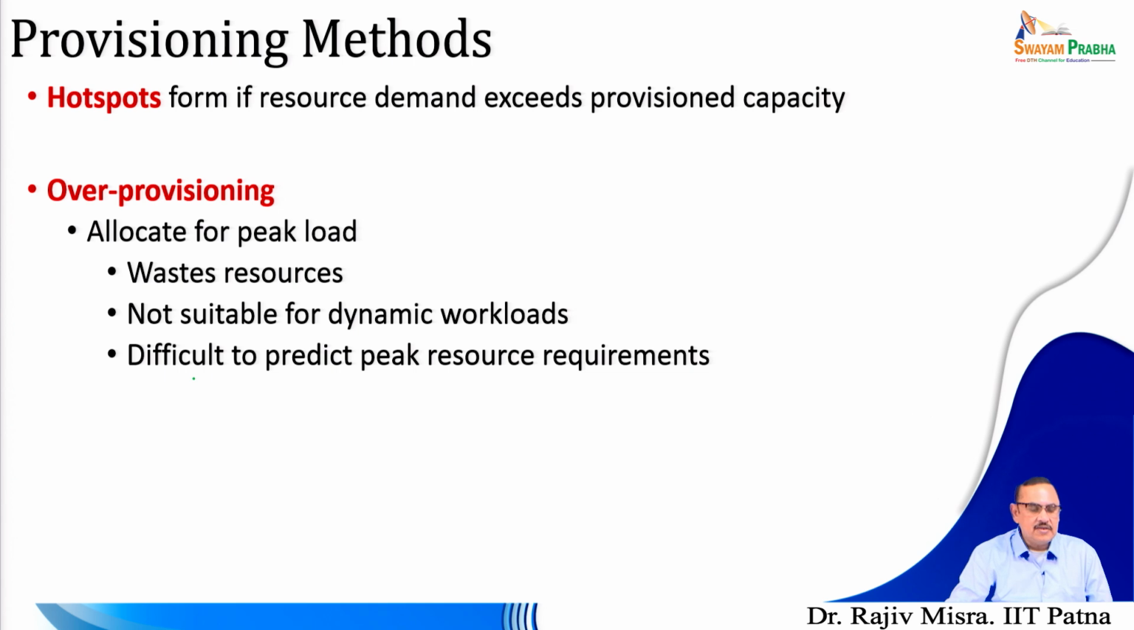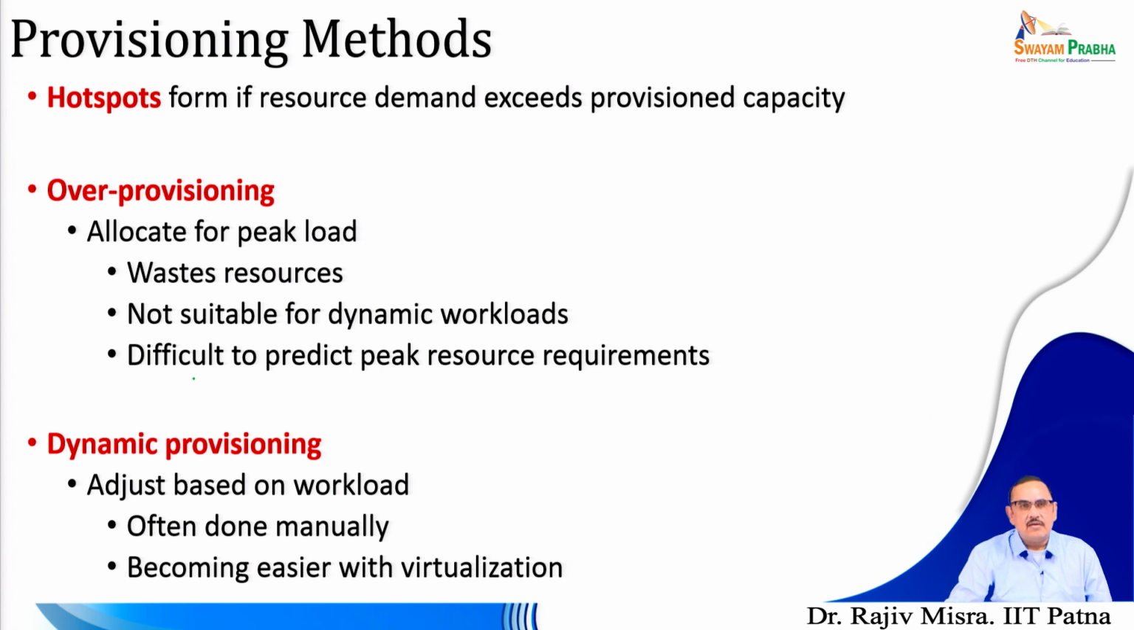Over provisioning is an approach where you allocate for the peak load, and in that case it will waste resources. For example, peak load is not always there. So, it is not suitable for dynamic workloads, and it is also very difficult to predict the peak resource requirement in most cases. Another solution here is dynamic provisioning. Here we have to adjust based on the workload, often done manually, and it becomes easier with virtualization.